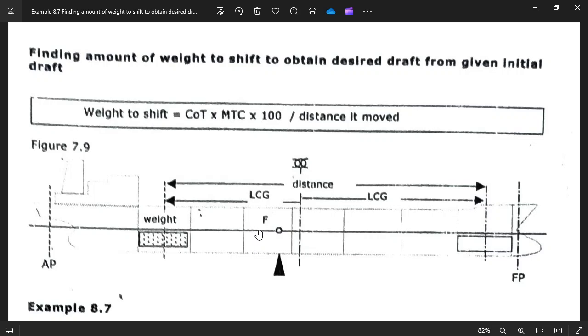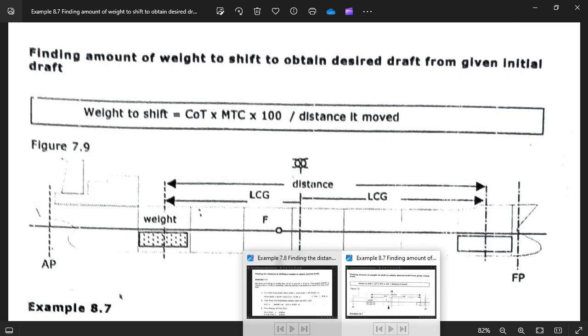If we put the weight here, maybe she will be trimmed by the head. But if we put it here, will she be trimmed by the head? If we put the weight in the middle, would it be even keel? Or if we just put it here, would it be even keel? So that's the question. What will be the distance to make the vessel even keel? Okay, so let's proceed, guys.